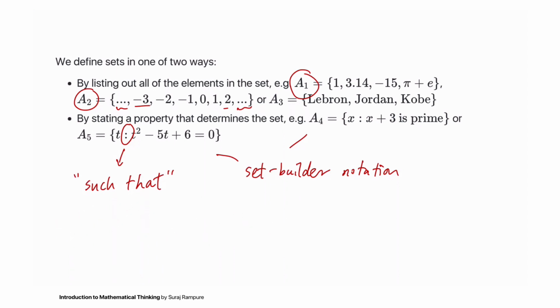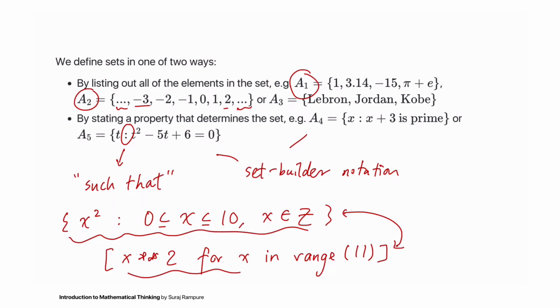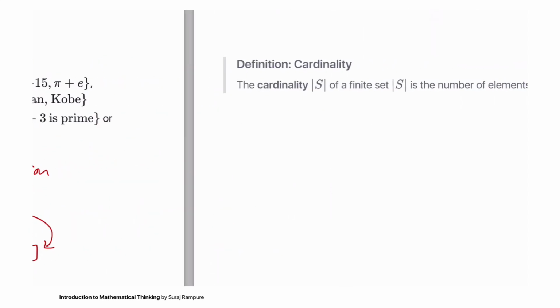So for example, if I want the set, I don't know, x squared, such that x is between 0 and 10, and x is an integer, and we'll talk more about what an integer is formally in a few lectures from now. But if we want this set, we could also do this in Python as a list comprehension, where we have x squared for x in range 11. So these two things mean the same thing, right? This is just called set builder notation. This is called list comprehension. So that's how we can define a set.